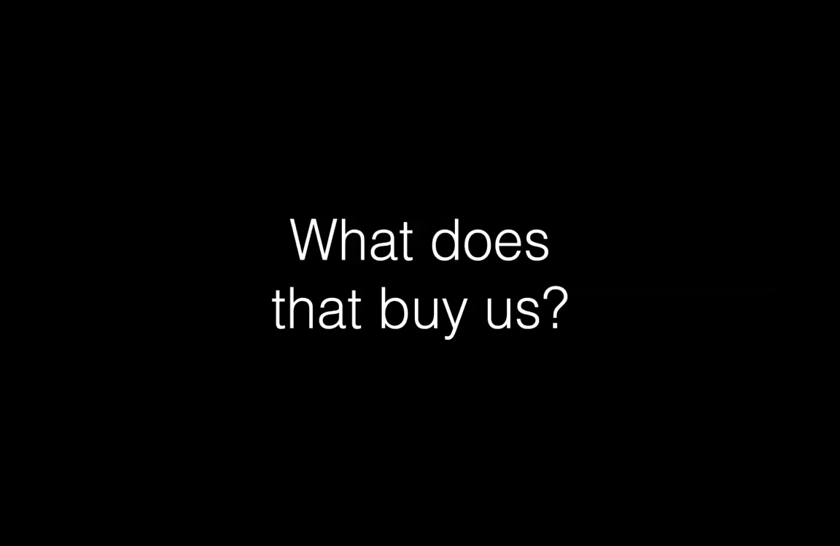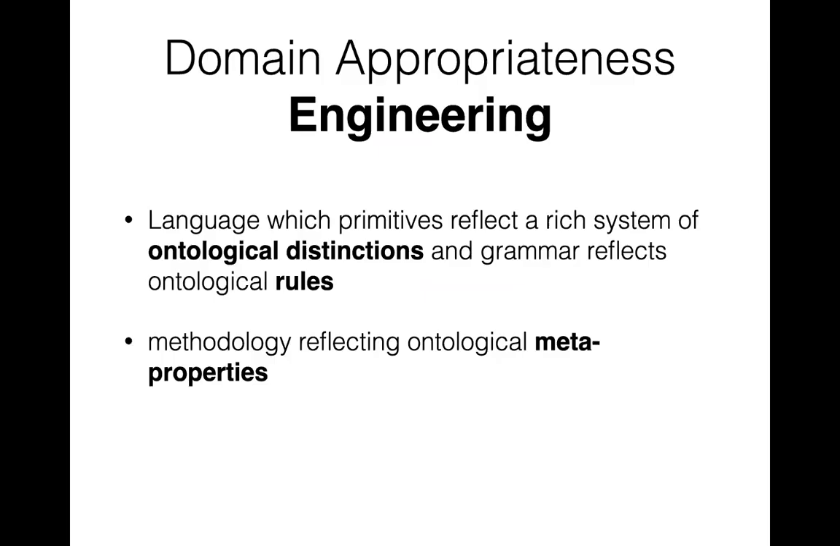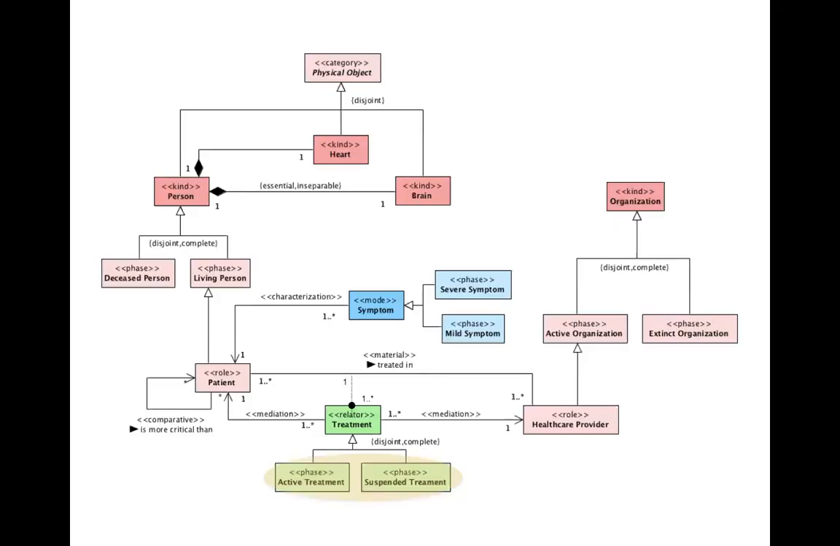What does that buy us? So it's about domain appropriateness engineering. First we have a language whose primitives reflect this rich system of ontological distinctions, and the grammar will reflect these ontological rules, as we'll see. So we cannot just combine these things in any possible way. We are constrained on what kind of relations we can establish between these things.